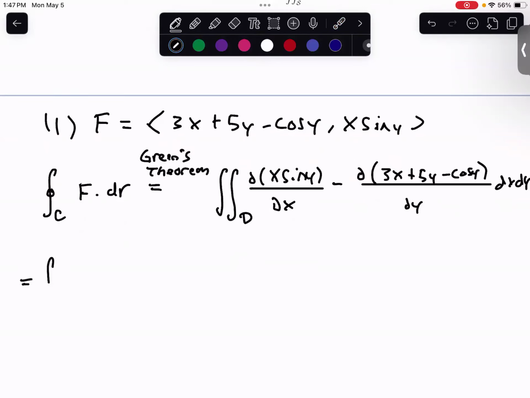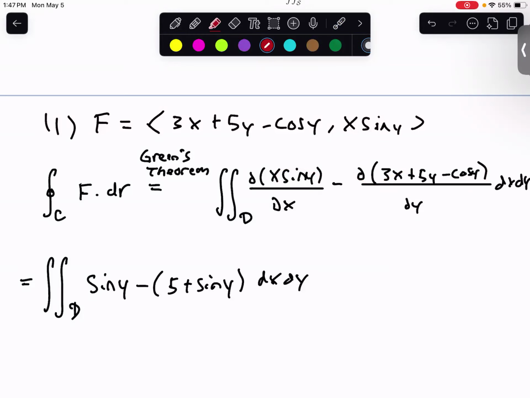So this is going to be equal to the following double integral over D. The derivative with respect to x will just give you a sine y. And then this is going to be minus the partial derivative with respect to y here. So the 3x is going to go away. You're going to have a minus 5. And then the partial derivative of minus cosine y is going to be plus sine y. Things kind of have to work out this way for you to do this problem. What's nice is that anything involving a variable ends up canceling out. So the sine y and the plus sine y cancel out, and you're just going to have the double integral of minus 5.